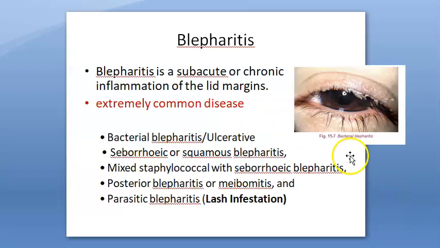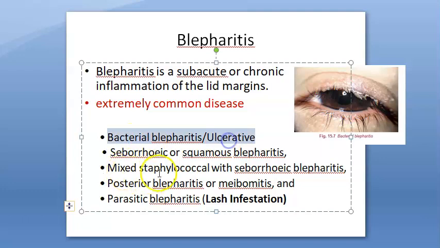Now let's go to blepharitis, guys. Blepharitis is inflammation of the eyelid. What types will you see here? Bacterial blepharitis, seborrhoeic, posterior blepharitis, and parasitic blepharitis. These are the four you have to remember: bacterial, seborrhoeic, posterior or meibomitis, and parasitic.